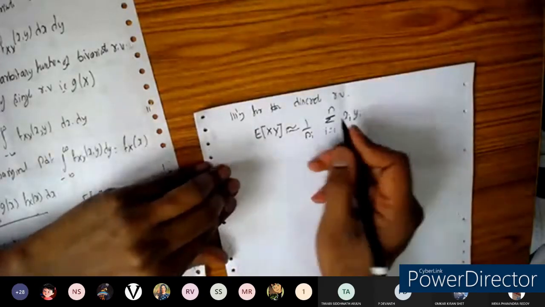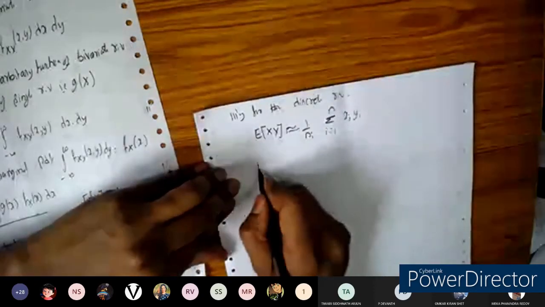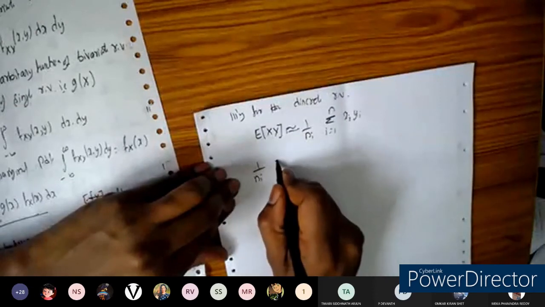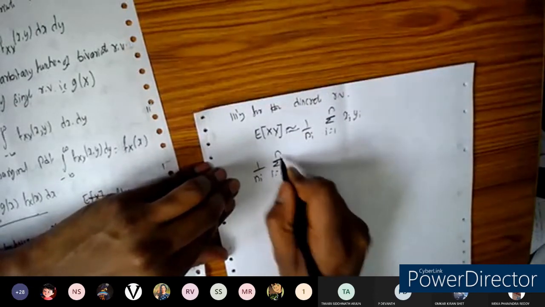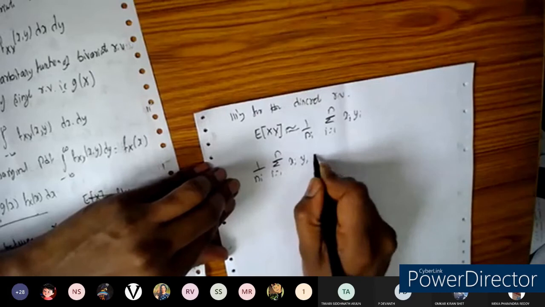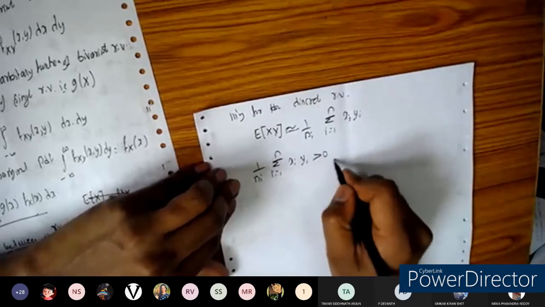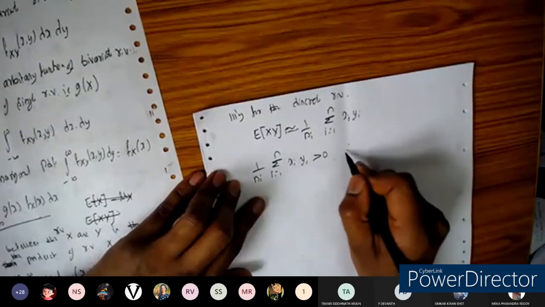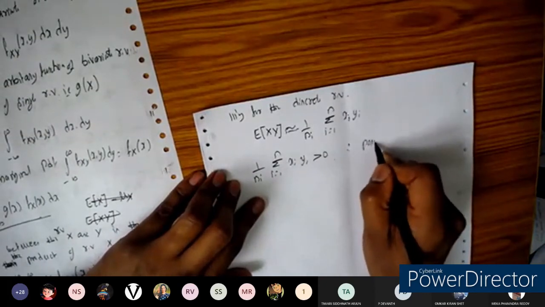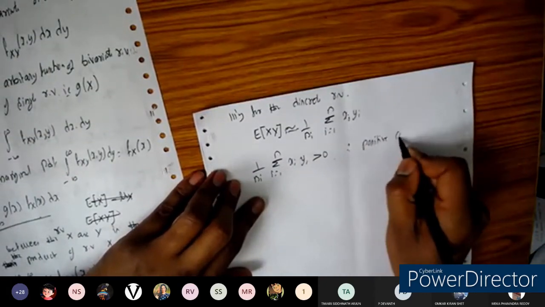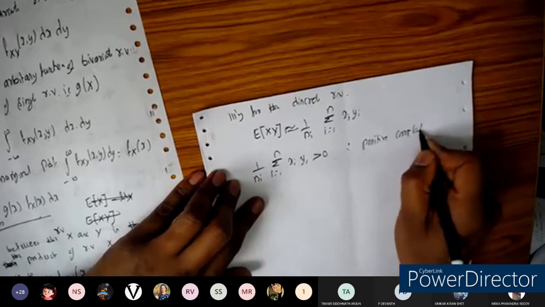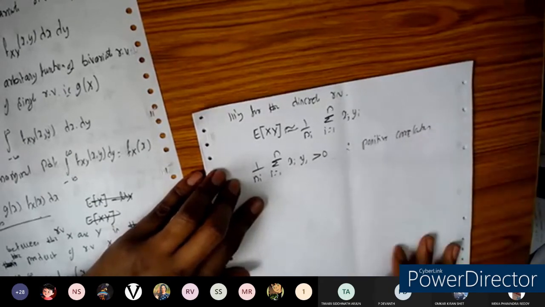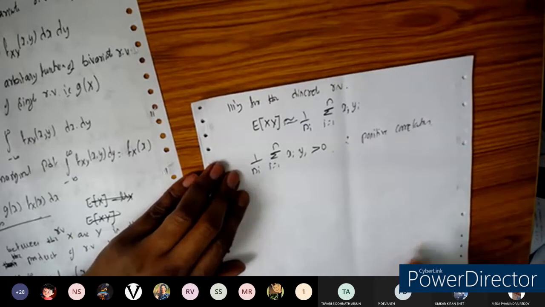There are three cases here. Suppose 1 by n summation i equals 1 to n of xi into yi is greater than 0. If this is greater than 0, then we are going to call that a positive correlation.